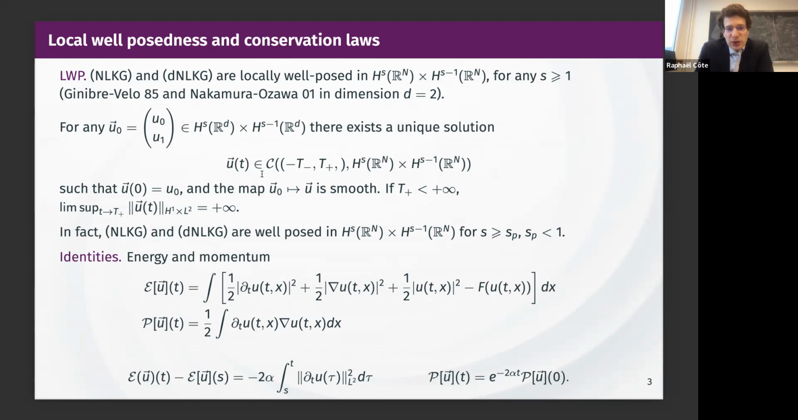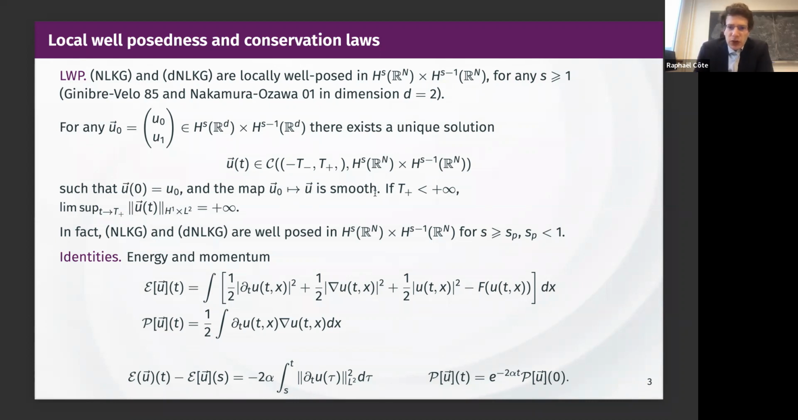Then you can construct a continuous solution, which is defined on a neighborhood of 0. And especially in the damped case, I will be interested essentially in what happens around T plus. So T plus is the maximal time of existence, and the solution is continuous with values in HS cross HS minus 1. Another typo: the vector u0 is u0, u1, of course. And furthermore, the map is smooth.